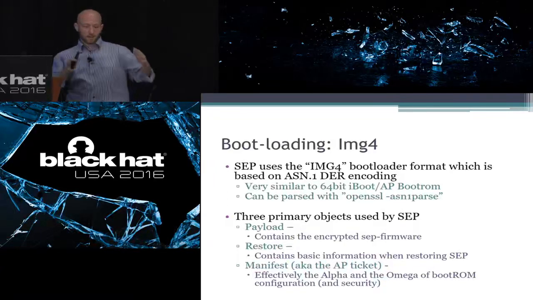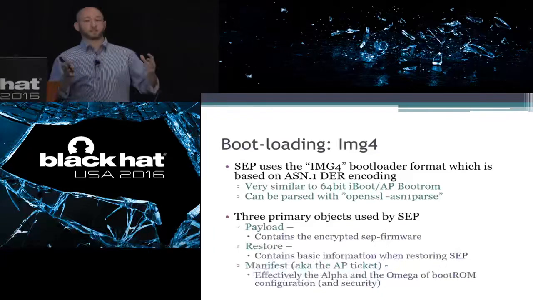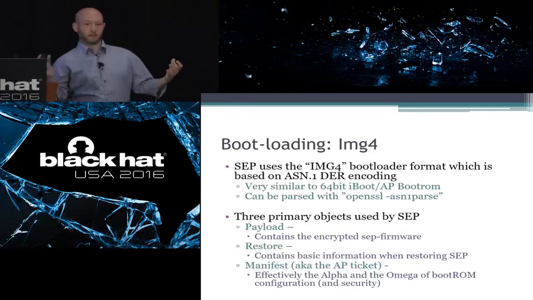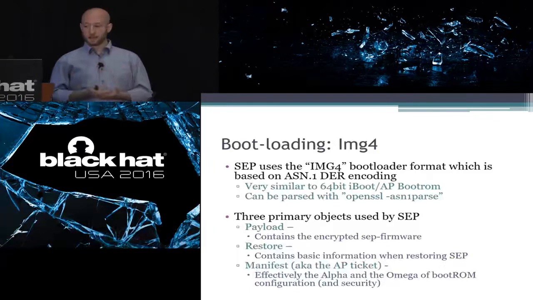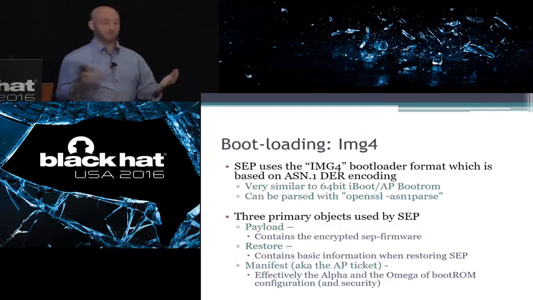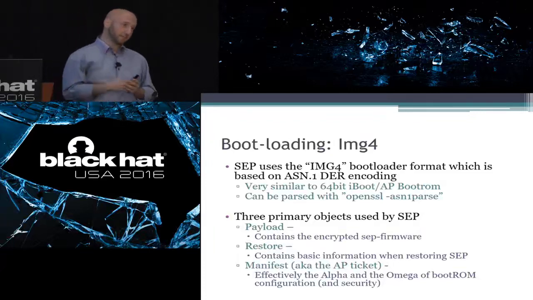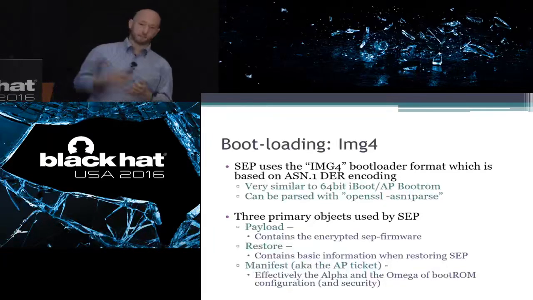So in it, there are typically 2 to 3 major pieces. There's the payload itself, which is the big encrypted SEP firmware blob. There's a restore portion, which just has a couple basic pieces of information on restore. And there's the manifest, aka the AP ticket. Now for SEP, that is effectively the alpha and the omega of configuration and security.